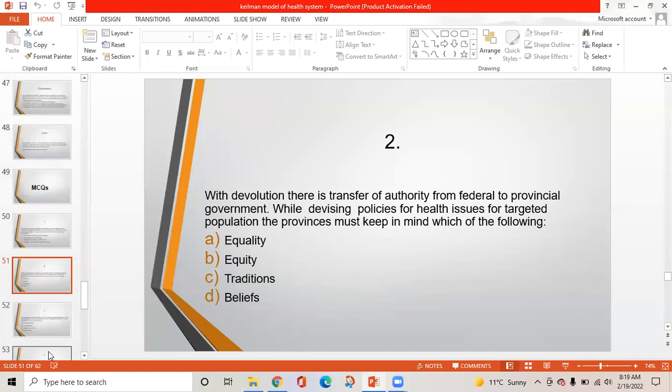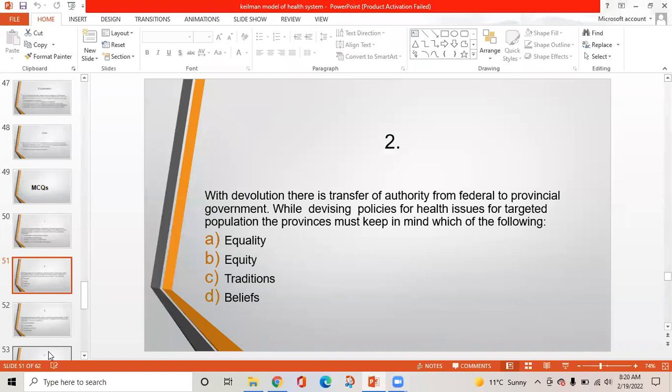Now, second MCQ. With devolution, there is transfer of authority from federal to provincial government. While devising policies for health issues for targeted population, the provinces must keep in mind which of the following. Option A is equality, option B equity, option C traditions, and option D beliefs.